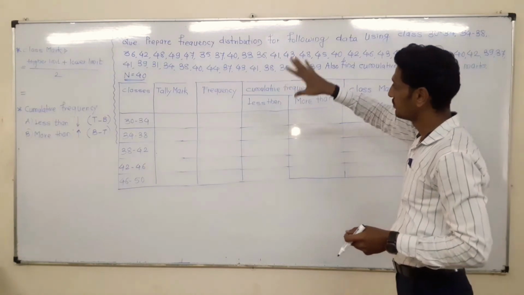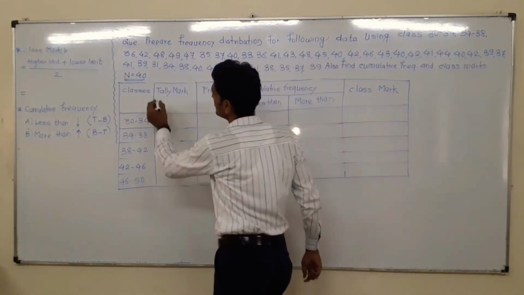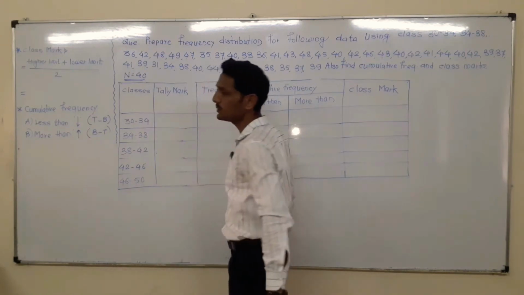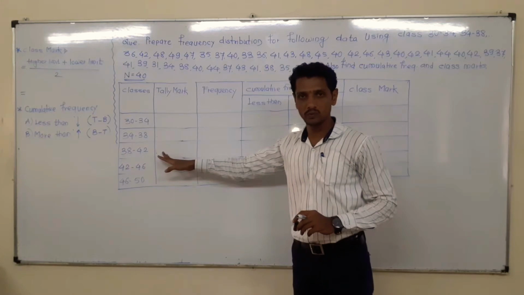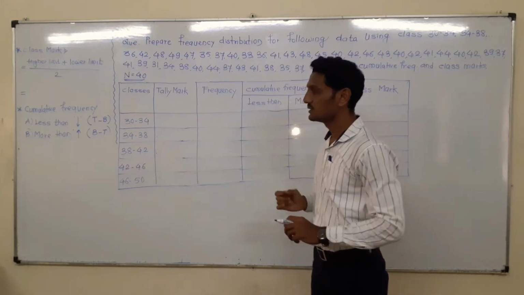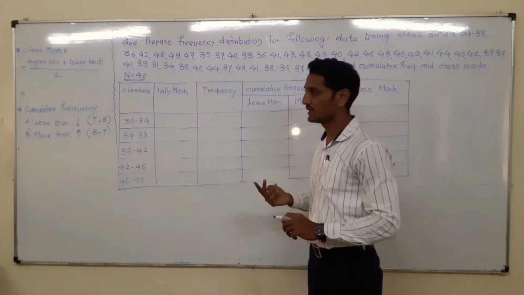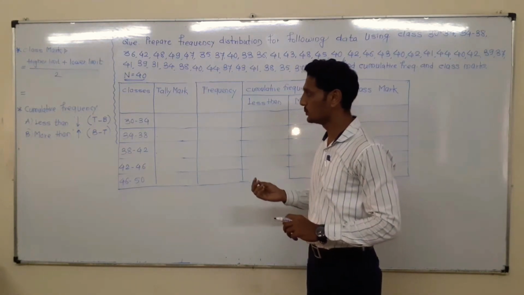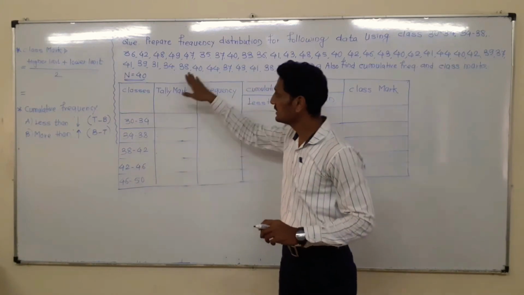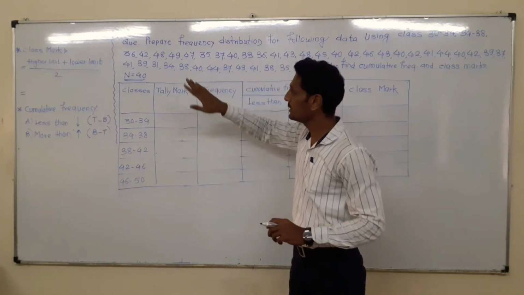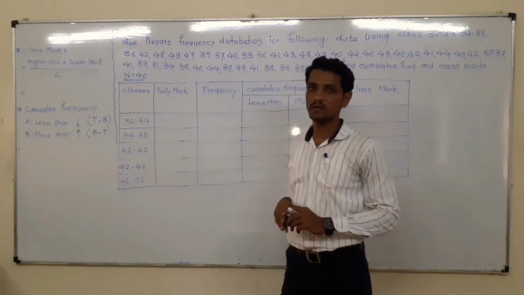So by using this simple data we have to prepare this frequency distribution table. Simply, we are going to convert this simple data into group data. We know that there are three types of data: simple data, discrete data, and the third one is group data. So this is a form of group data, and this is simple data. We have to convert this simple data into group data.